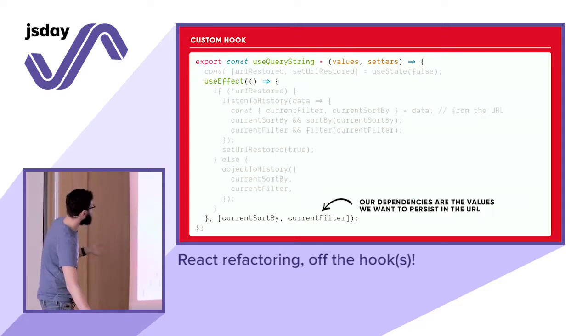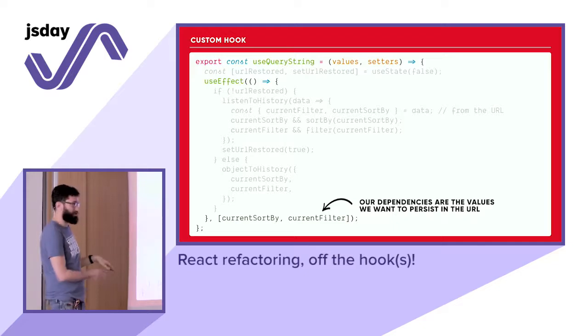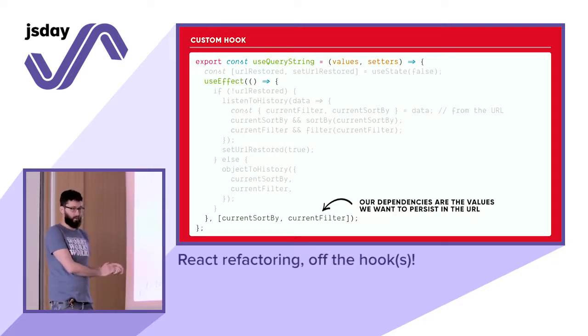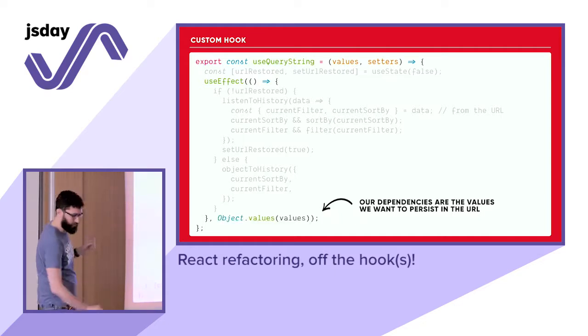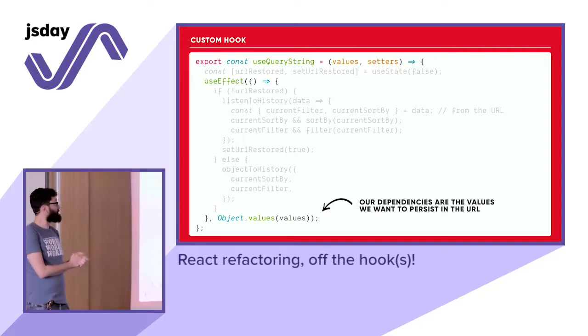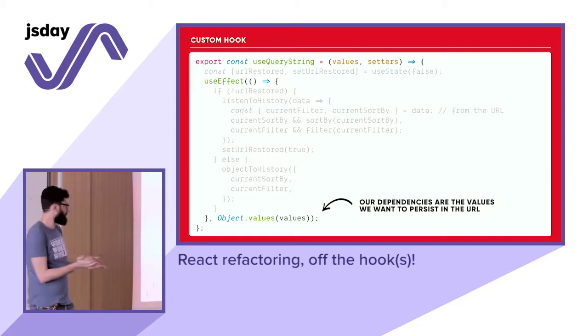So first things first, I want to bring it away from my component and set an export with a use query string. Second, I need to change the dependencies, because right now the dependencies are the values that I use in that specific component. And I don't want that. I want to use the values that are up there. Luckily enough, we have Object.values that would take it. And that would be an array of the values that come in my values object. And that's amazing.